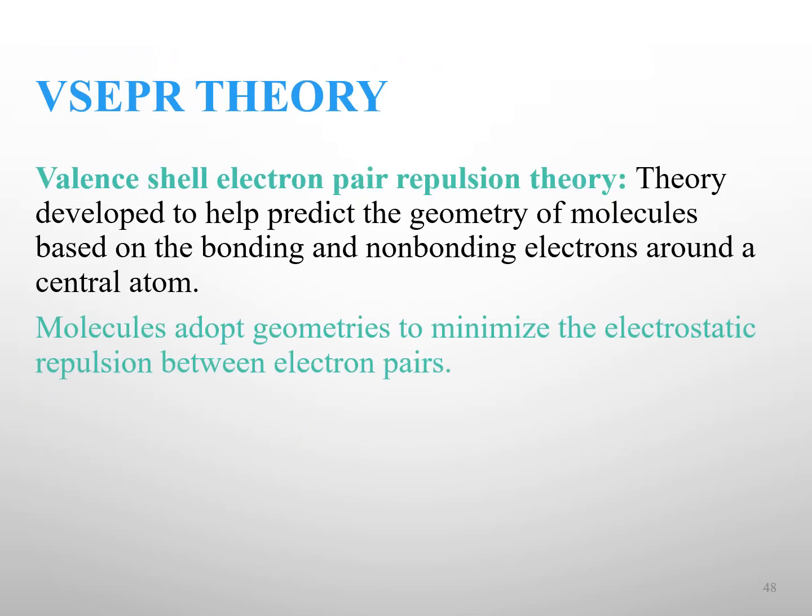So let's talk a little bit about geometry. Geometry is based on the VSEPR theory. VSEPR stands for valence shell electron pair repulsion. So basically the valence electrons are repelling each other, so they need a lot of space to maximize the area they take up. They'll spread the furthest they can away from each other in 3D. So molecules adopt geometries to minimize electrostatic repulsion between pairs. That means they take up space as far away from each other as possible.